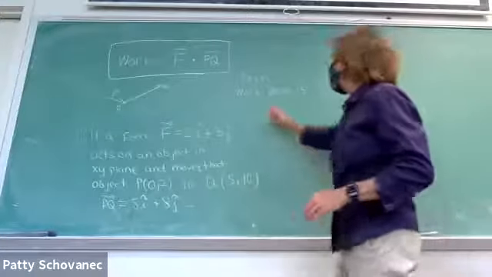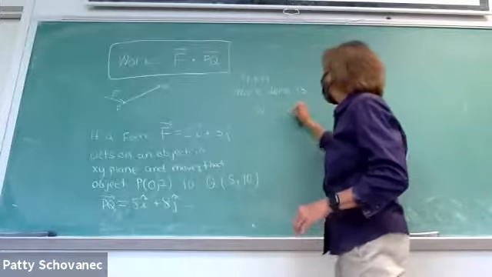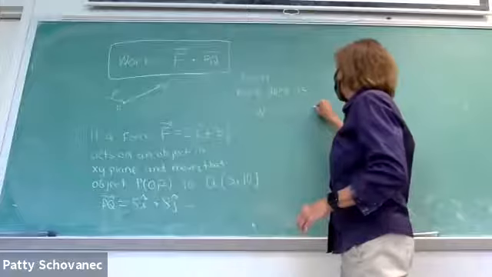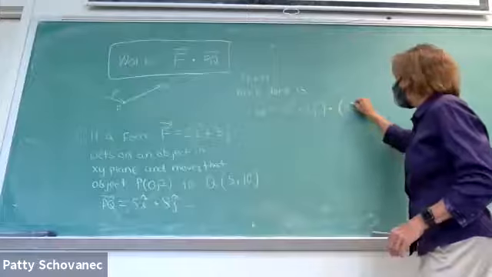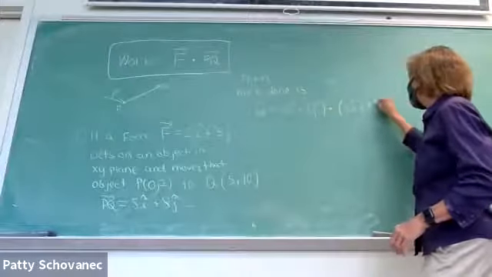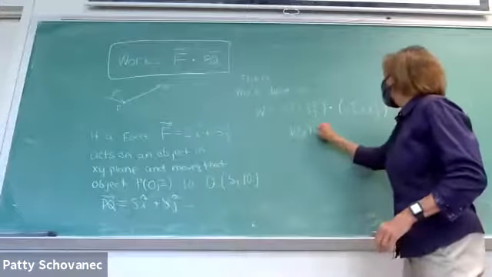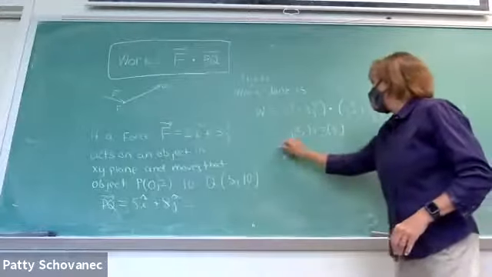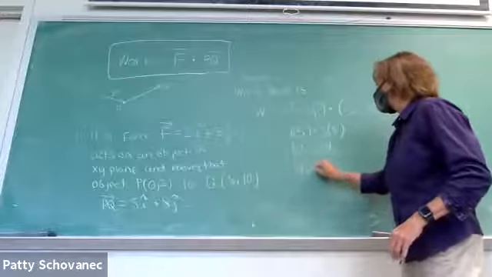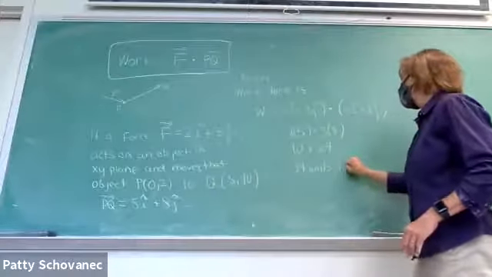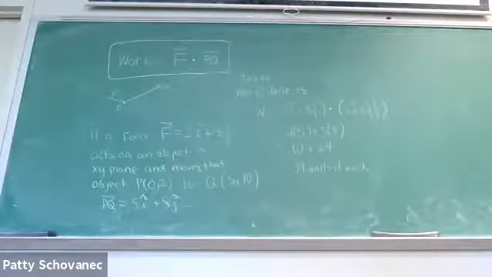And so in our problem, work is equal to the dot product of these, 2i plus 3j dotted with 5i plus 8j. And so I have 2 times 5 plus 3 times 8. So I have 10 plus 24. I have 34 units of work. I didn't specify what units of force and distance were, so I'll just leave that vague.